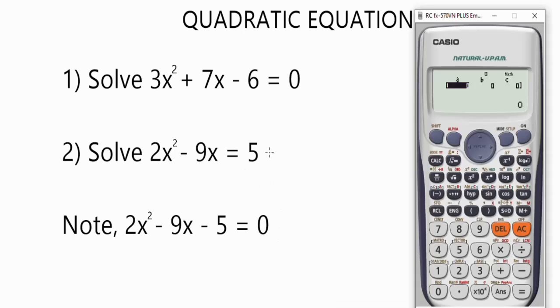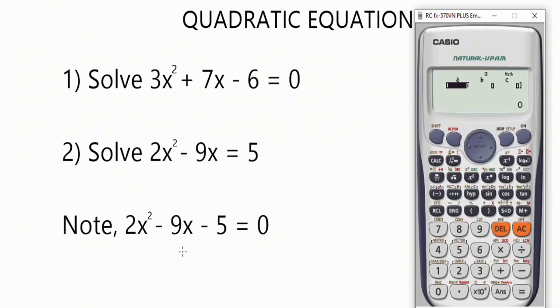Okay, since the 5 is positive when it is at the right side of the equation, when it crosses over to the left side it will now be negative. Since it's positive, as it is crossing over, it will change to negative. So guys, take note of sign convention, very important guys in maths.